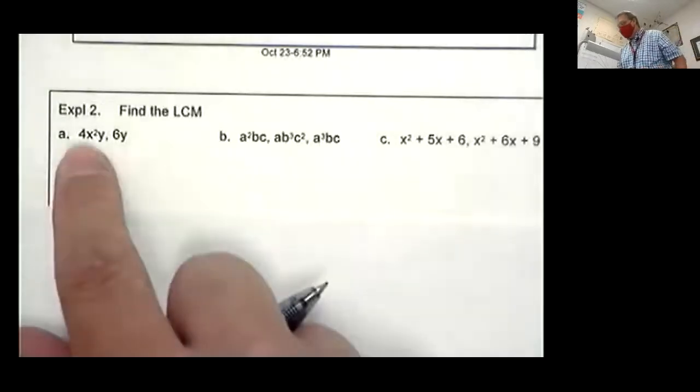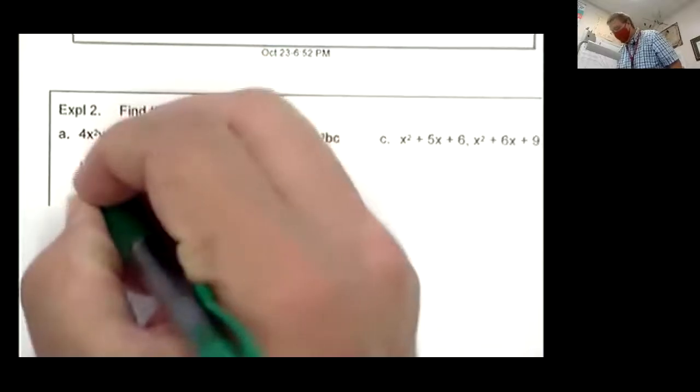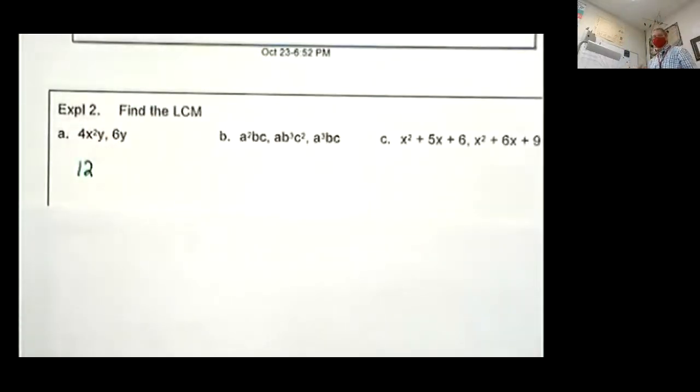What's the smallest number that 4 and 6 will divide into? Well, we just did that. That's 12. You can go bigger, but then you're just making it harder on yourself because you have bigger numbers.